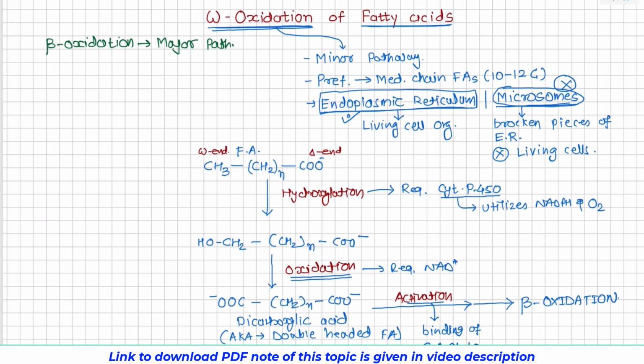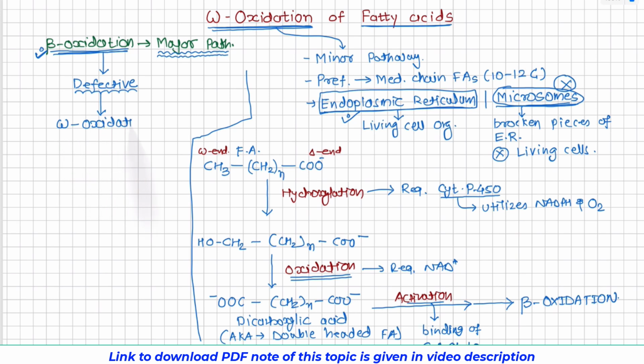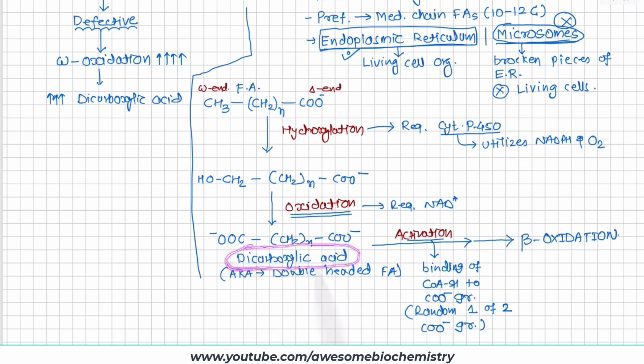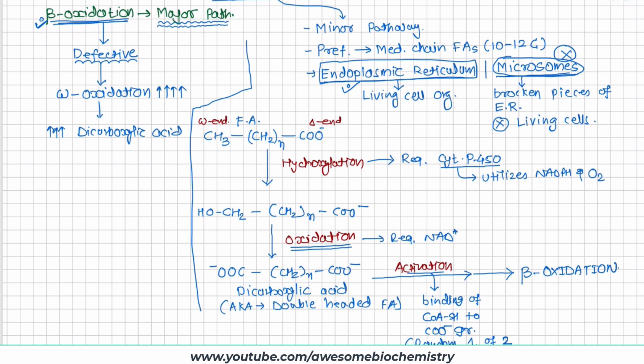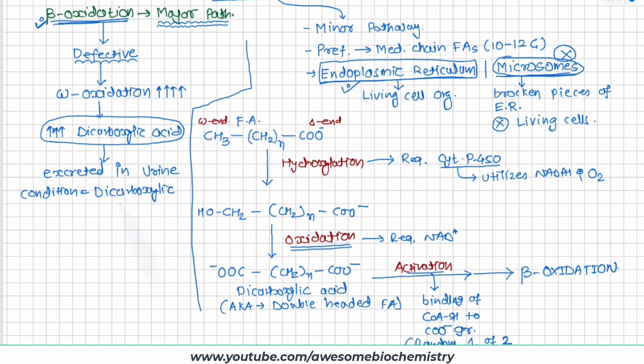Now, as mentioned earlier, beta oxidation is the major pathway for fatty acid oxidation. But what happens if beta oxidation becomes defective? When beta oxidation is defective, more fatty acids become available for omega oxidation because they are not being consumed by the major beta oxidation pathway. As a result, the omega oxidation pathway becomes more active, producing more dicarboxylic acid. Now, this dicarboxylic acid cannot undergo further beta oxidation because beta oxidation itself is defective. So, this dicarboxylic acid accumulates and eventually gets excreted into the urine, and this condition is called dicarboxylic aciduria.